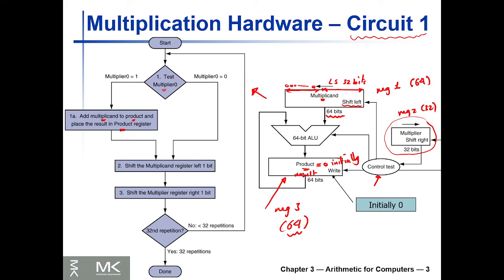And if the multiplier's least significant bit is 0, we will not do this. We're gonna go directly to the second operation here, which is shifting the multiplicand register by 1 bit to the left. Then we shift the multiplier register by 1 bit, but to the right. So here the multiplicand to the left, the multiplier to the right.